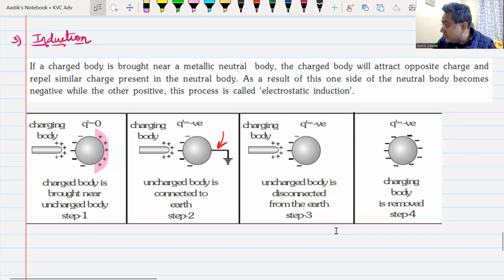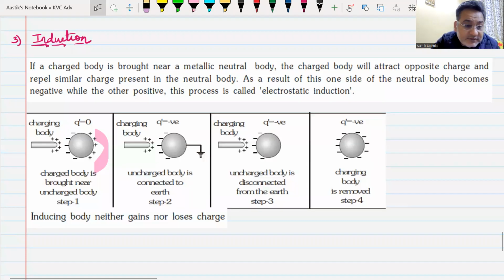Yes, sir. And you must understand that I have not brought these bodies in contact. Yes or no? Yes, sir. What are the important points that you must remember? Point number one, the body which is inducing the charge does not gain or lose electrons. Yes or no? Yes, sir. Then the charge which is induced on the other body will be opposite to that of the inducing body. Yes or no? Yes, sir.